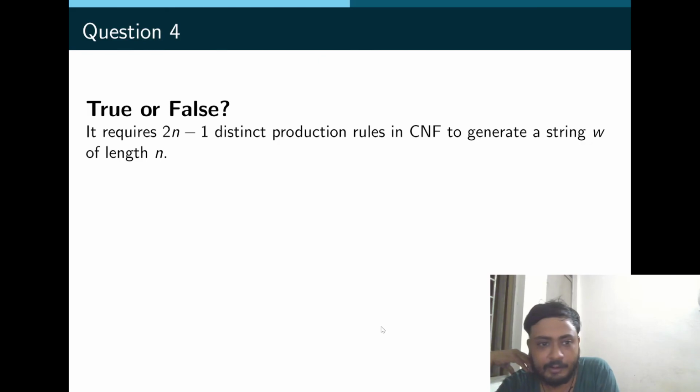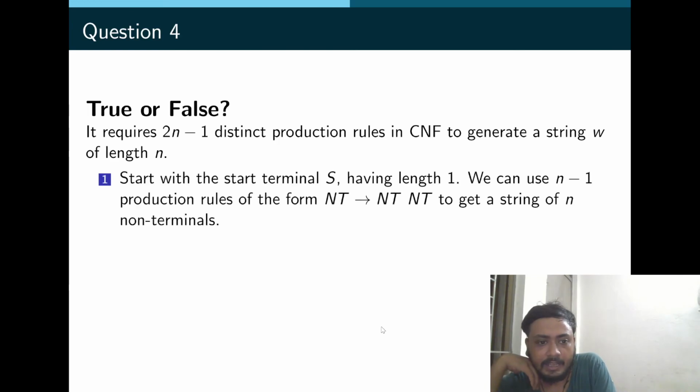Could anybody say whether this is true or false? Have a guess. Well, all right, let's look at the process. Somebody said false, and that is right. So this is not correct.